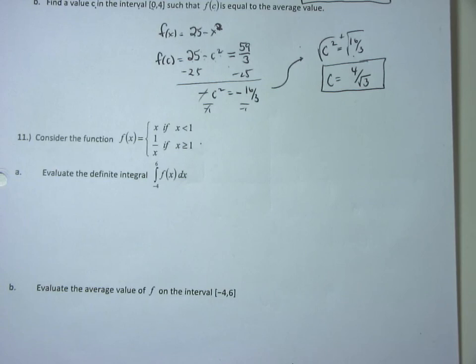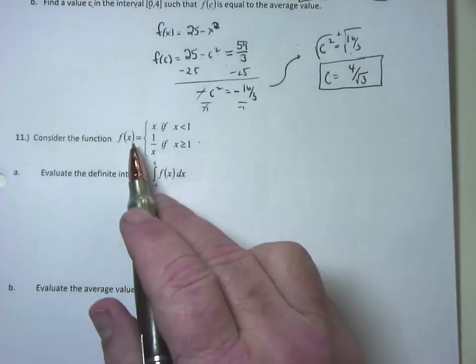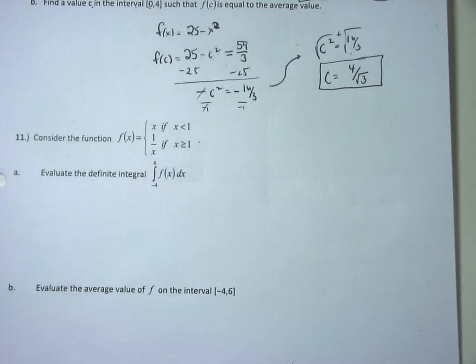All right, number 11 is another one of these problems that we want to throw some stuff at you guys. How do I integrate a piecewise function? This guy here. f of x equals x if x is less than 1, and f of x equals 1 over x if x is greater than or equal to 1. How do you integrate an absolute value?